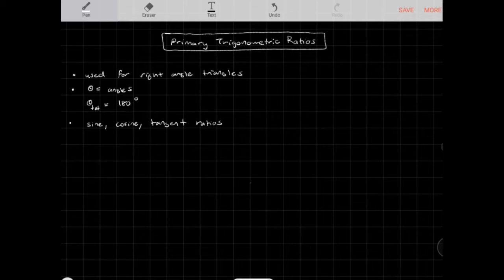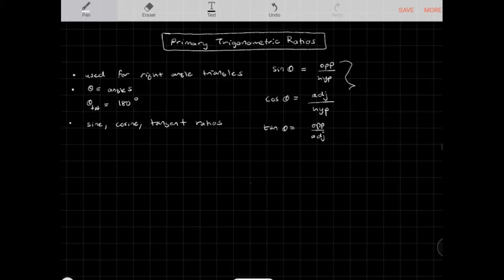Okay, so these are some of the values of the ratio. These are like formulas that you want to memorize. Sine of an angle is equal to the opposite side over the adjacent side. Sorry, opposite side over the hypotenuse. Cosine of an angle is equal to the adjacent side over the hypotenuse. And tan of an angle is equal to the opposite side over the adjacent side.